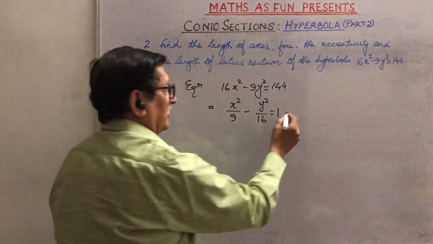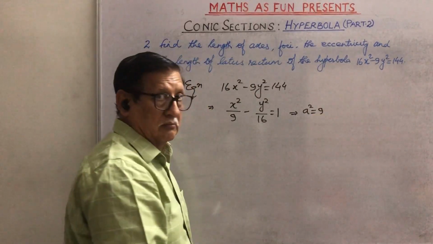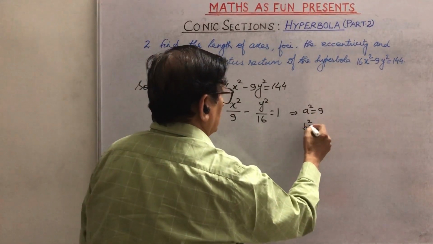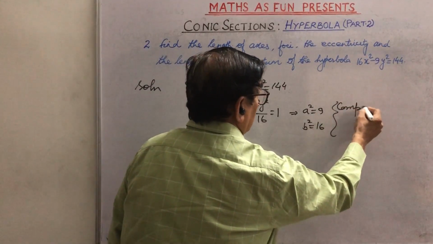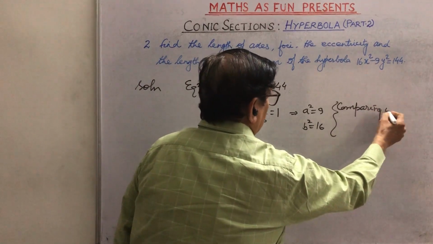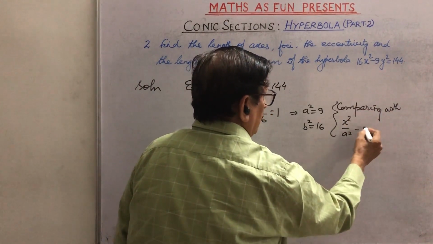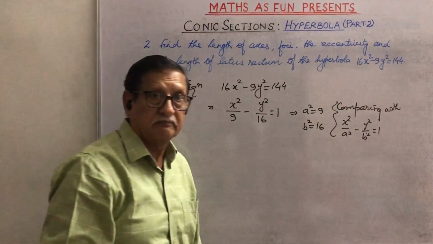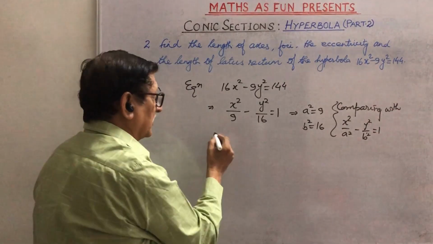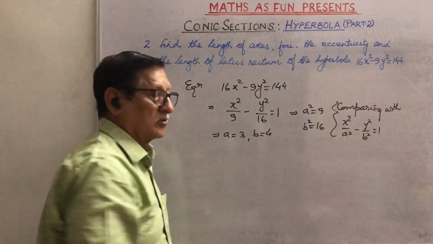In this, what we find? We are finding here a square is equal to 9 and b square is equal to 16. If we compare it with the equation x square upon a square minus y square upon b square is equal to 1, it means we are getting here a is equal to 3 and b is equal to 4.